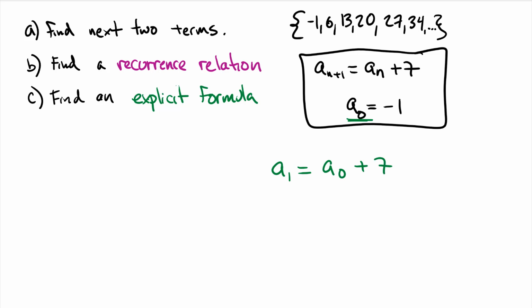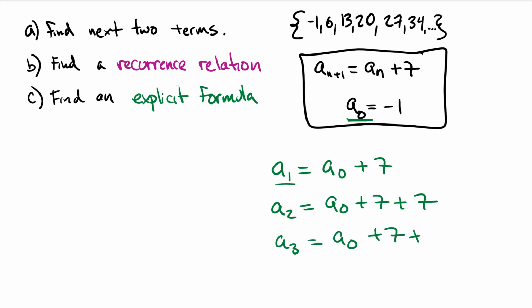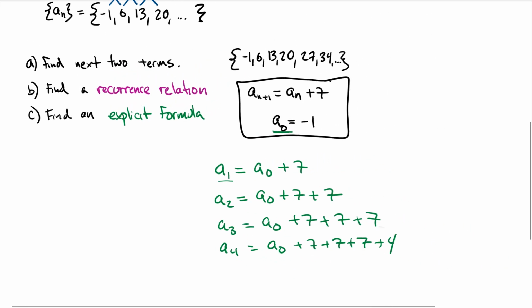And then a sub 2 would actually be, now I'm going to skip this, a sub 0, and that would be 7 plus 7, right? I'm skipping the first term. And then the third would be the first term plus 7 plus 7 plus 7, right? And then as we go, we're like, well, wait. I think there are some other ways we could write this.